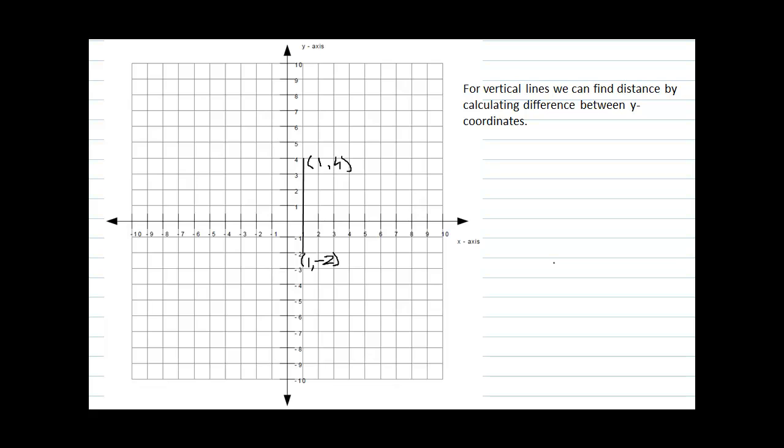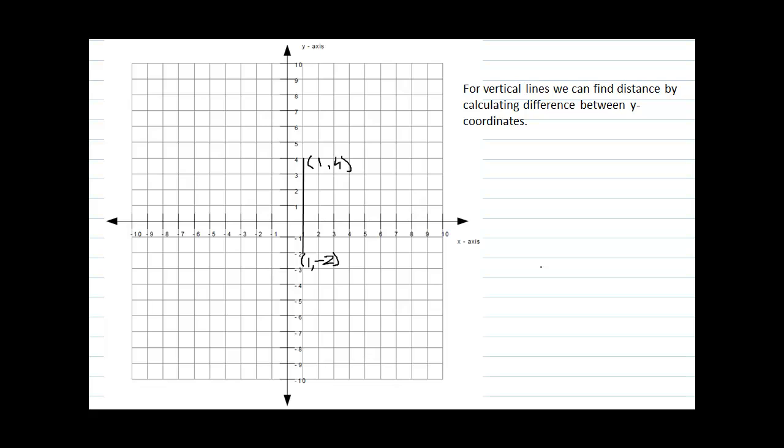For vertical lines, we can find the distance by calculating the difference between y-coordinates. Here I have an example of a vertical line on the screen. This line segment has 2 points, the first with coordinates 1 and 4, and the second point has coordinates 1 and negative 2.